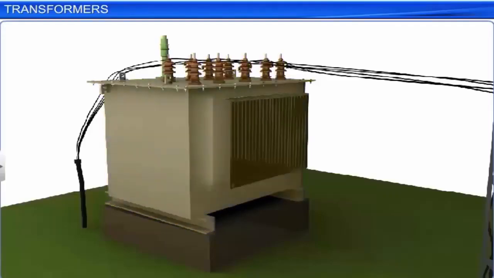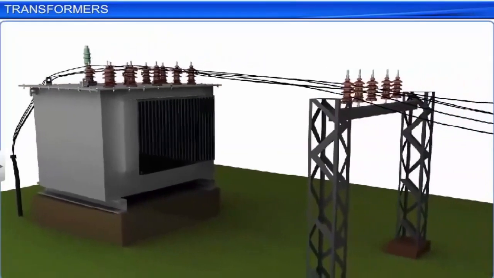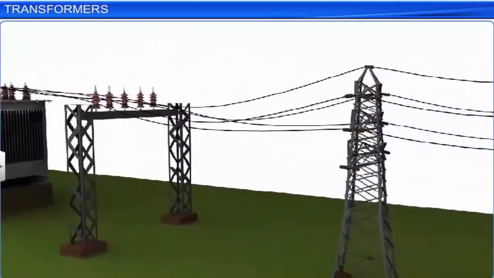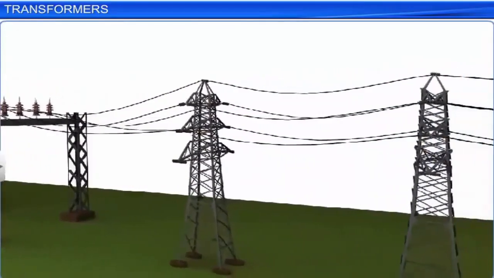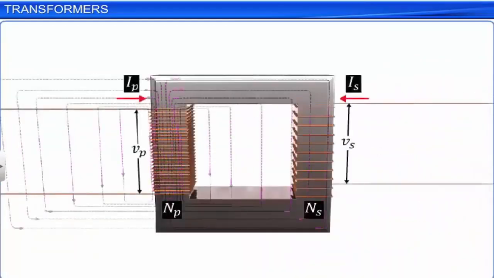A transformer is a device used to increase or decrease the voltage of an alternating current. It is used in power transmission to reduce the power losses and to increase the efficiency of power supply. Transformers work on the principle of mutual induction. According to the principle of mutual induction, when two coils are placed close to each other and if one of the coil carries a time-varying current, a current is induced in the other coil.